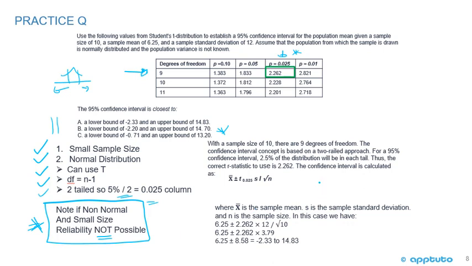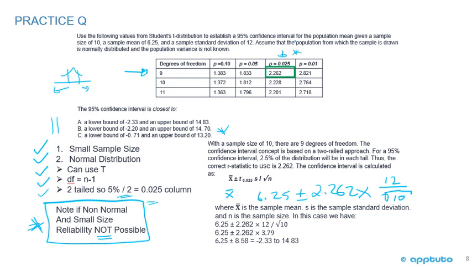So then we're going to go through the steps again. Here's how we calculate it. We have our point estimate, which is 6.25, plus or minus the reliability factor, 2.262, multiplied by our standard error, and we have the standard deviation of 12, divided by the square root of n, which is 10, okay?